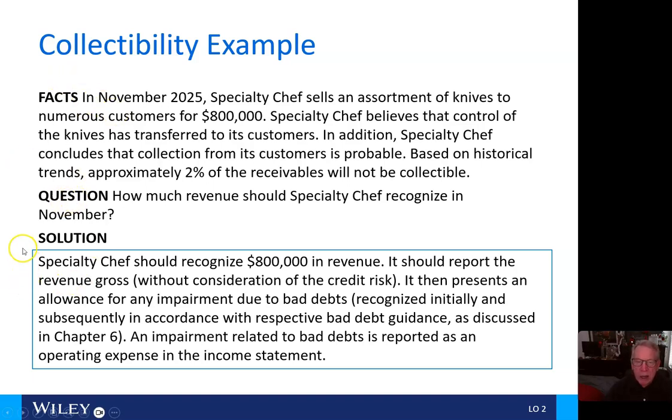Specialty Chef should recognize $800,000 in revenue. It should report the revenue gross without consideration of the credit risk. It then presents an allowance for any impairment due to bad debts, recognized initially and subsequently in accordance with the respective bad debt guidance as we discussed in Chapter 6. An impairment related to bad debts is reported as an operating expense in the income statement.